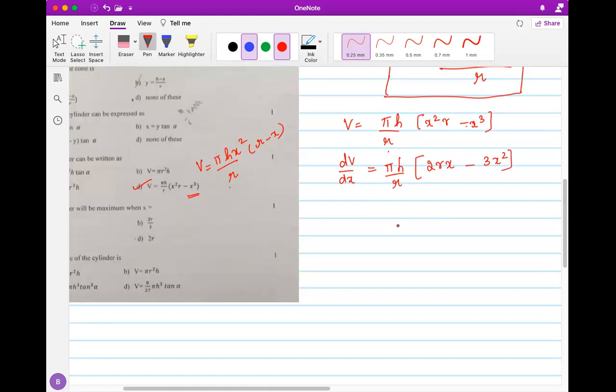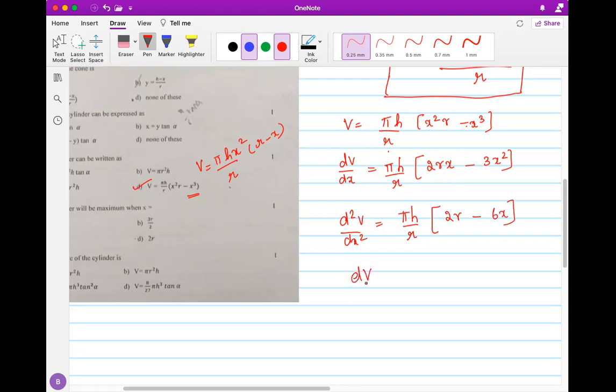Now next we have to double differentiate. We shall do the double differentiation. That is pi h divided by r, again r is constant. So 2r, differentiation of x is 1, and 3 twos are 6x.